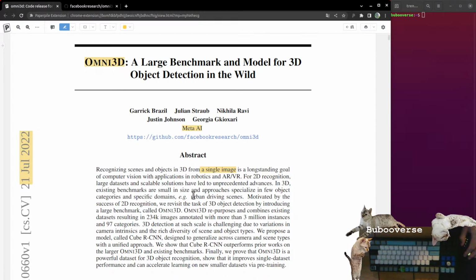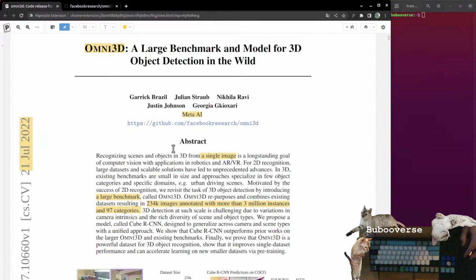Okay, so they say that basically there really isn't any good 3D datasets. Introducing a large benchmark. Okay. Omni3D repurposes and combines existing datasets, resulting in 234K images annotated with more than 3 million instances in 97 categories. Okay. So the keyword here is they repurpose and combine. So they're going to take existing 3D recognition datasets and annotate them. So you end up having 250,000 images with 3 million instances total.